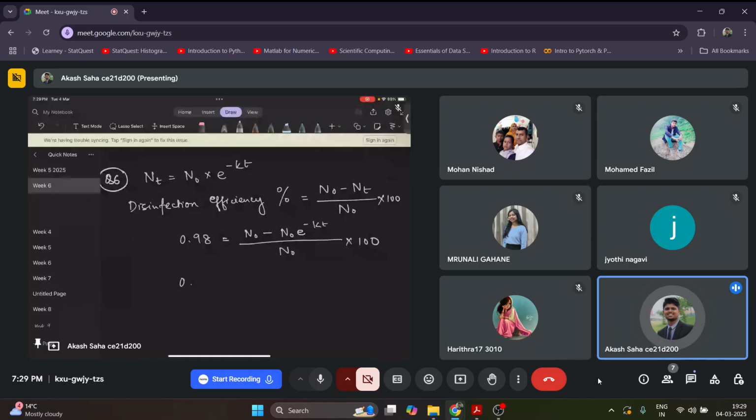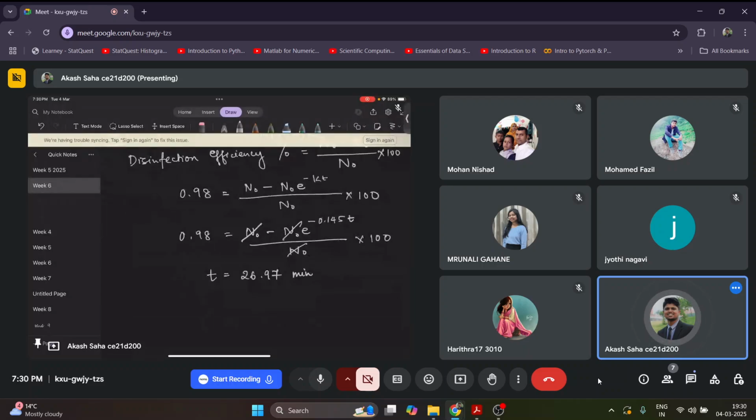So again, 0.98 will be equal to n naught minus n naught e to the power minus K t, where the K value is also given: 0.145 into t by n naught into 100. If you take n naught common, it will be cancelled, so ultimately we will have the equation in terms of t. So t you will be getting as 26.97 minutes. Here I think k is given in minutes only, right? So the answer in minutes will be 26.97.